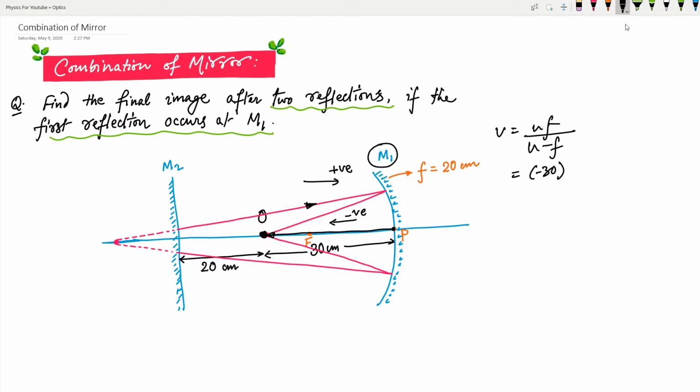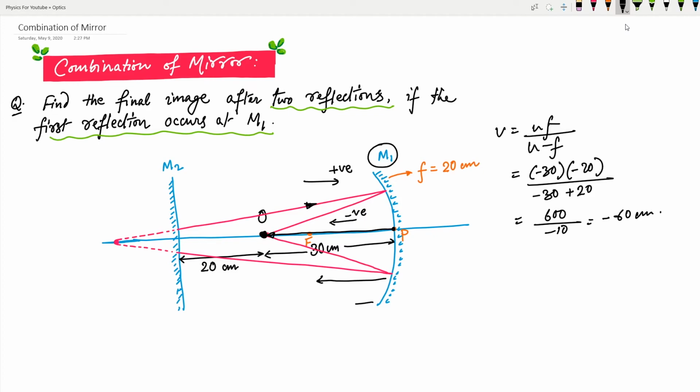Focal length also, we can see, is from here to here, 20 centimeters, so we'll write minus 20 centimeter here, divided by u, which is minus 30, and minus of minus 20 will be plus 20 here. Now if you solve this, we get 600, minus minus becomes plus, and minus 30 plus 20 is minus 10, so we get minus 60 centimeter. Minus 60 centimeter means that the image will be formed 60 centimeter in front of the mirror.